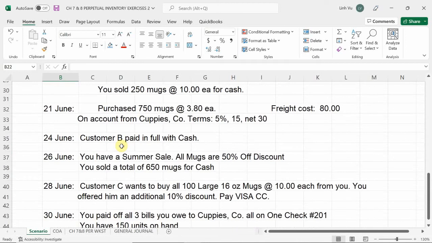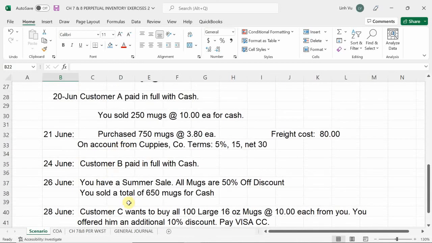So in this case, I just have to calculate what I owe here. Okay, and then the last batch of inventory that I purchased was on the 21st of June. Okay, I purchased 750 units. Looks like I didn't make any returns or anything like that. Did I make my discount due date here?